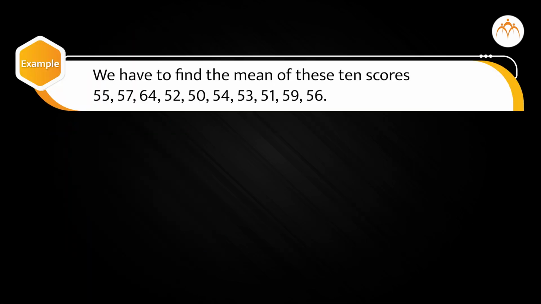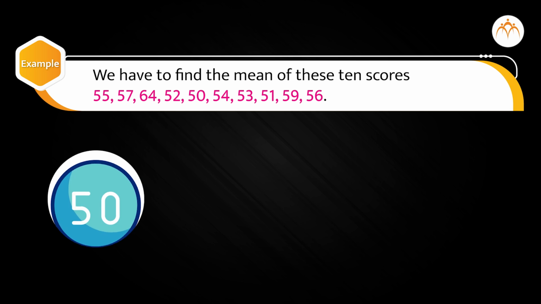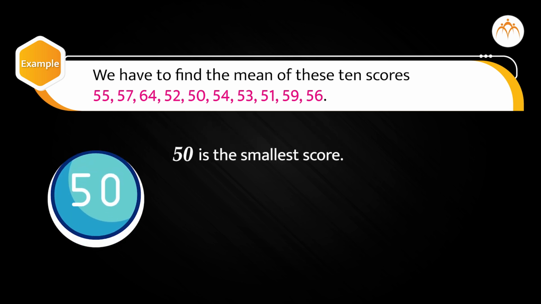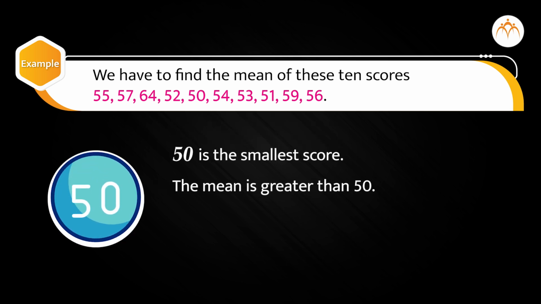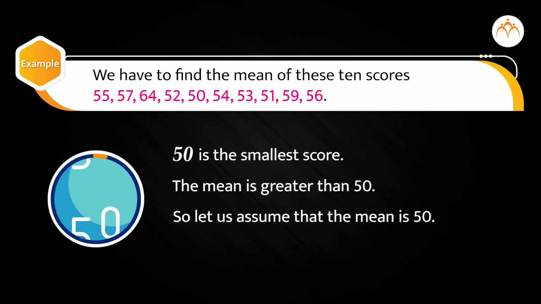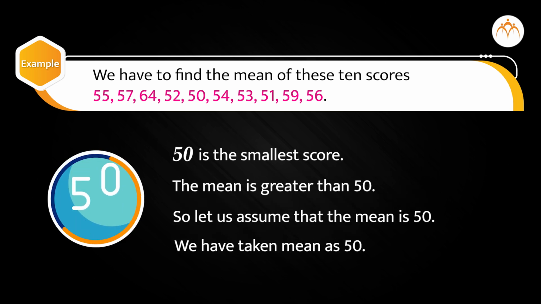Example, we have to find the mean of these 10 scores: 55, 57, 64, 52, 50, 54, 53, 51, 59 and 56. The observation of the scores shows that 50 is the smallest score. That means the mean is greater than 50. So let us assume that the mean is 50. We have taken mean as 50. Let us subtract 50 from all the scores.